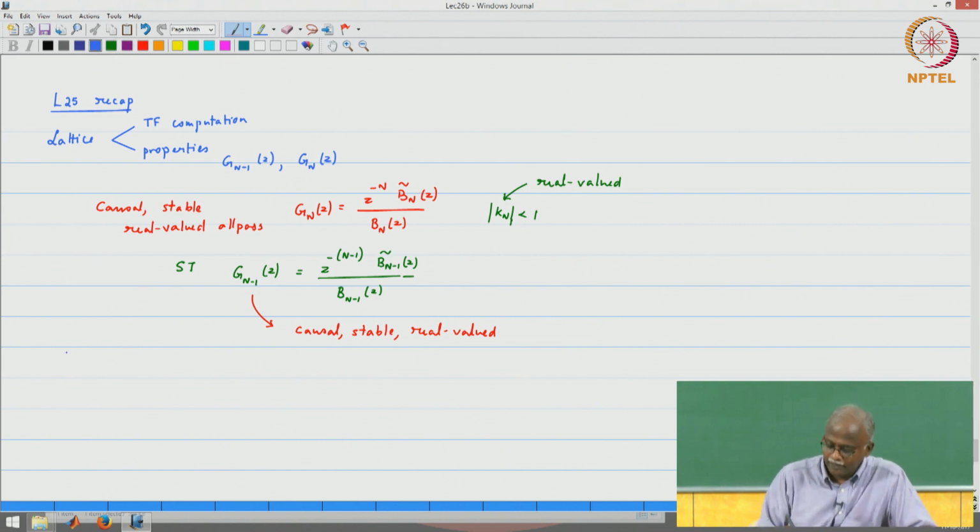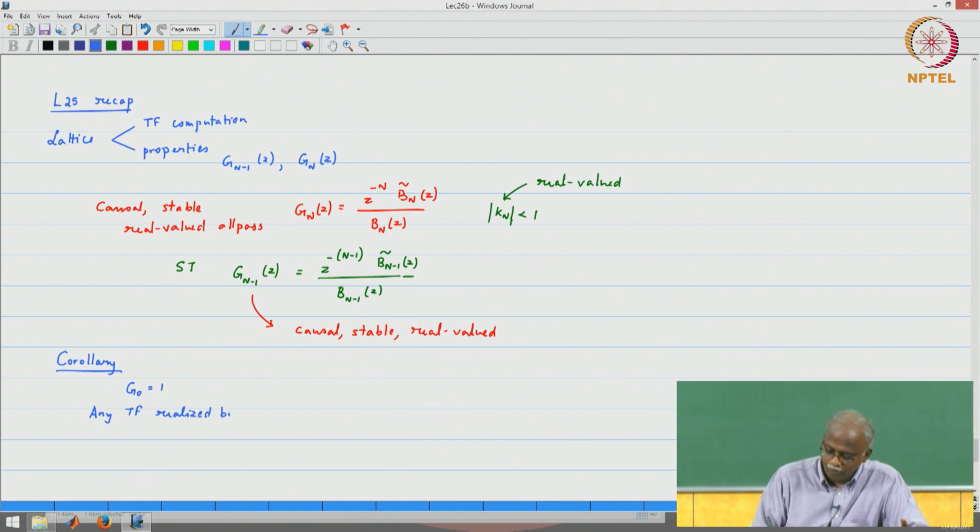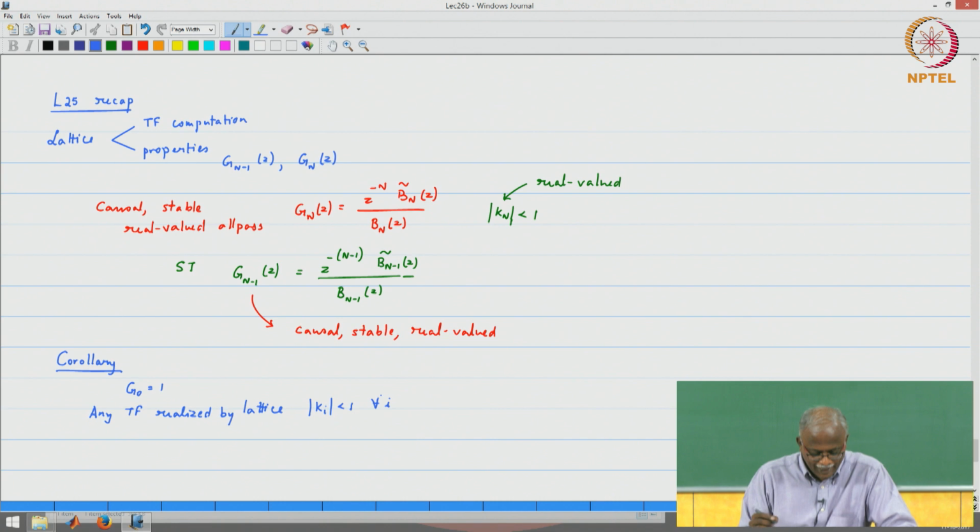Now there is a corollary that we can write down, which you should be able to validate and prove: if you start with G0 of z equal to 1, the 0th order all pass, and then construct a lattice, any transfer function realized by the lattice with the constraint that mod k is less than 1 for all i, however many stages you have, then the overall transfer function Gn of z is a structurally stable all pass.